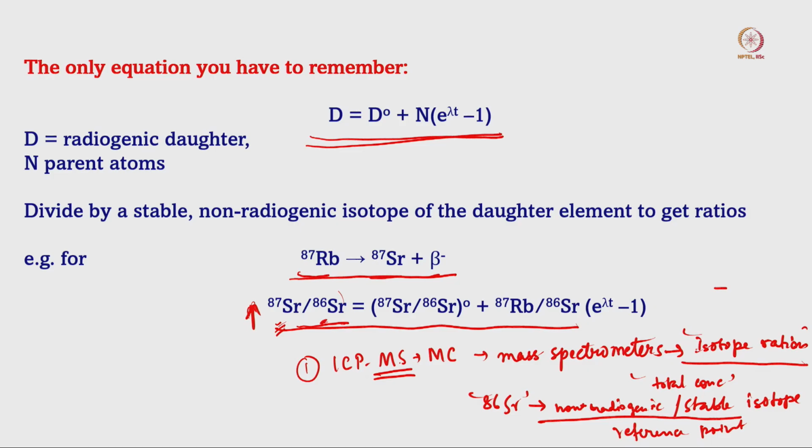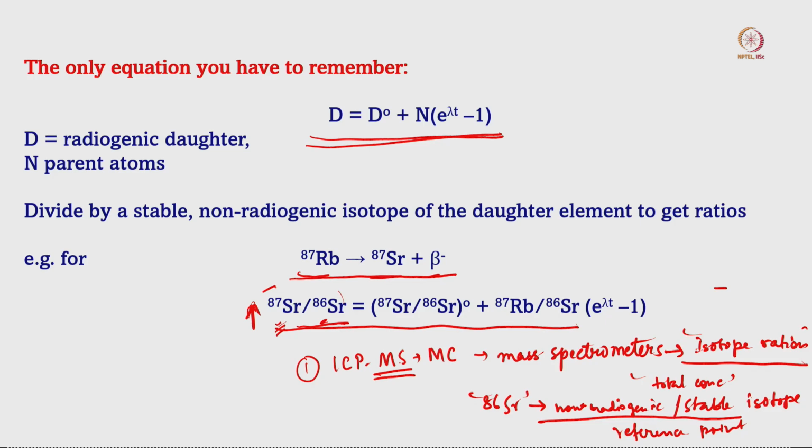This value is fixed because it is an abundance value, it is fixed in nature, and it acts as a reference point. So, any increase in value is actually showing that this radiogenic daughter has increased.